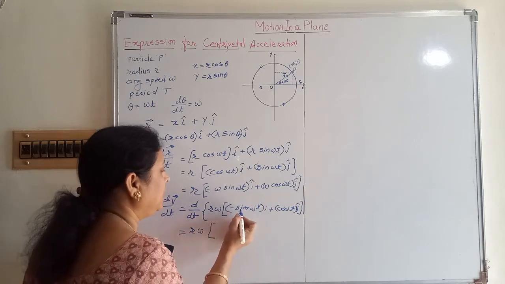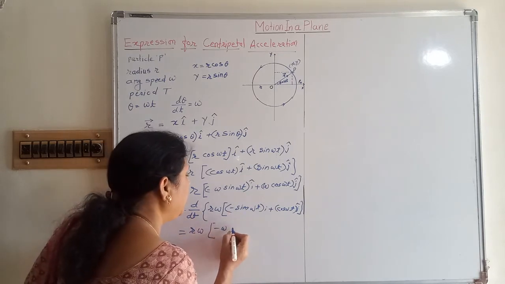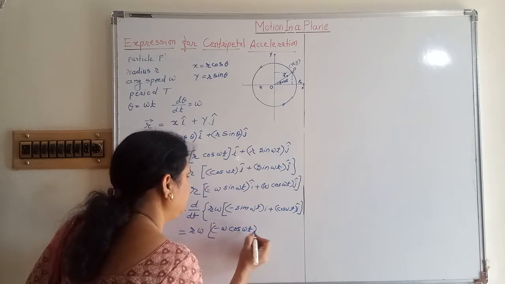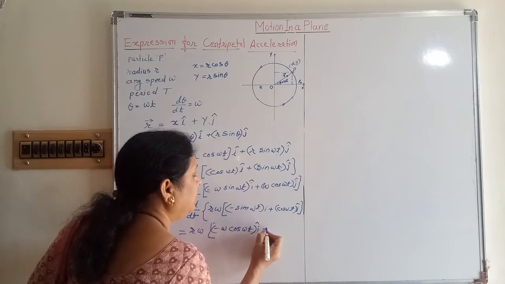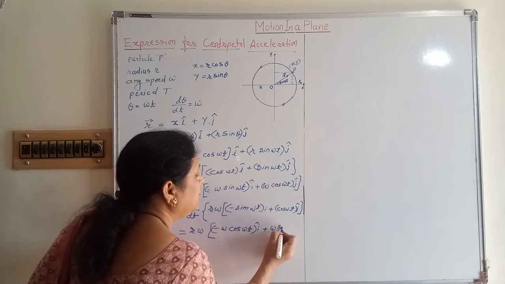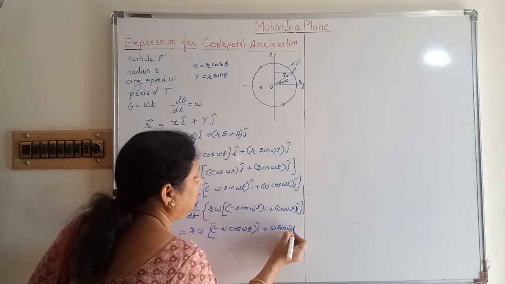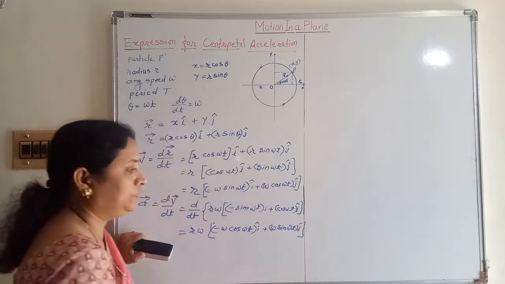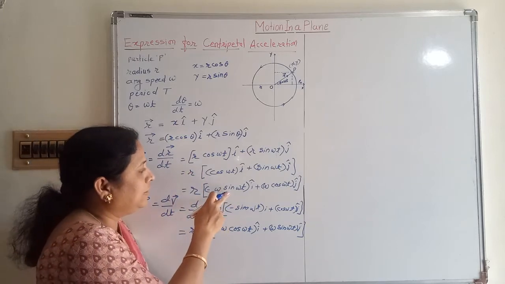Suppose here r omega, in the bracket I can write here minus omega cos omega t into unit vector i plus omega sin omega t into unit vector j. Again see, it is coming in reverse, no?